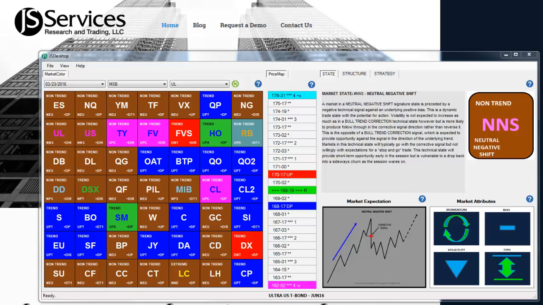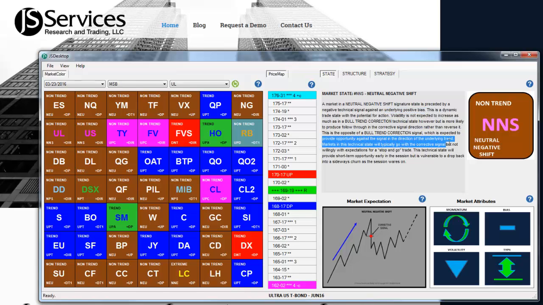What's interesting about this market state is that it's a negative shift with a slightly underlying positive bias to that state. Instead of a bull trend correction type of situation where we'd anticipate that corrective action to weigh on the market, in this state this signals against the underlying trend, but we're anticipating that it is not going to follow through, and we are going to get kind of a bounce back. So it's kind of like a head fake shift against underlying positive sentiment, and we expect a bounce back.